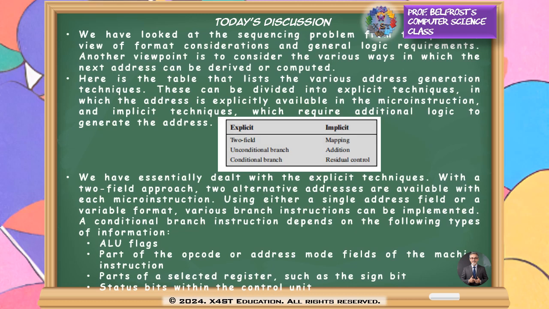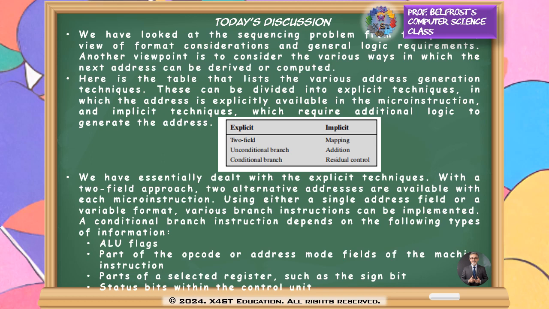Okay, so we have looked at the sequencing problem, and now let's review the format considerations and general logic requirements. Another few points to consider are the various ways in which the next address can be derived or computed. Here's the table that you need to consider. It's divided into explicit techniques, in which the address is explicitly available in the microinstruction, and implicit techniques, which require additional logic to generate the address.